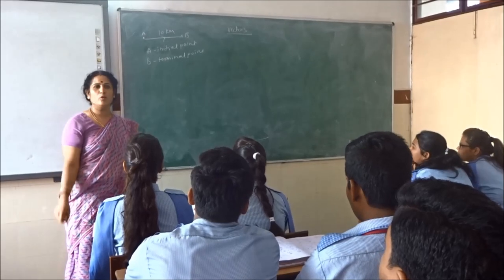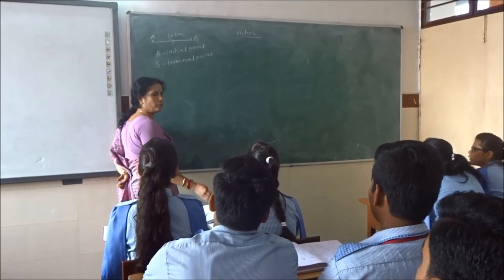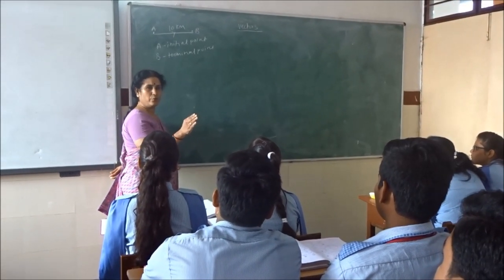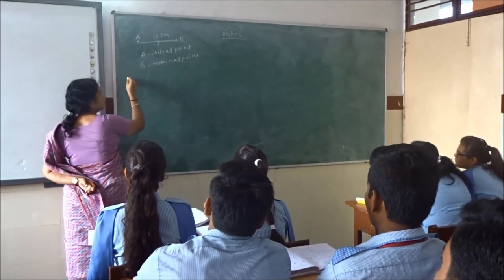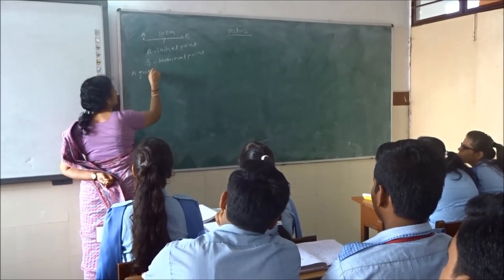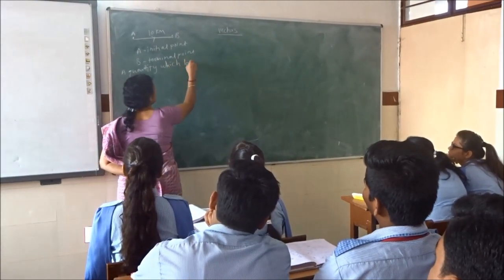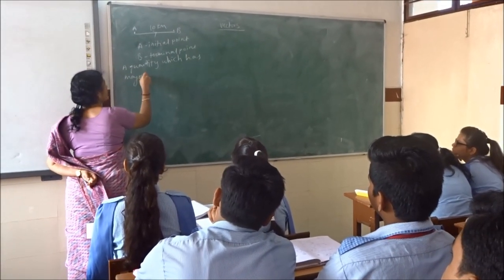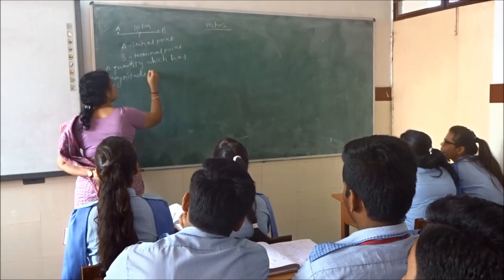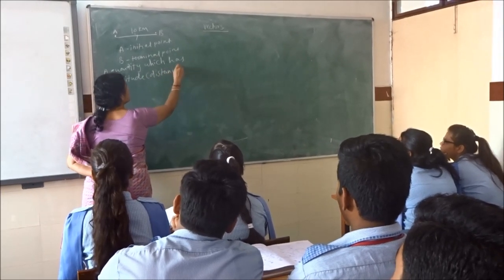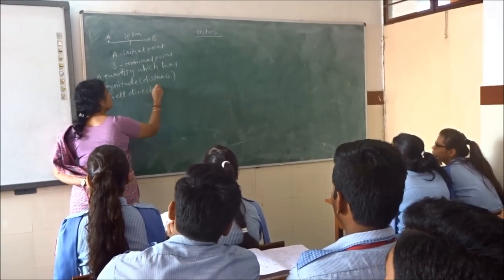Now suppose you have covered 10 kilometers, and the direction is east to north. You are traveling 10 kilometers in the direction of east to north. So what does vector mean? It is a quantity which has magnitude as well as direction.